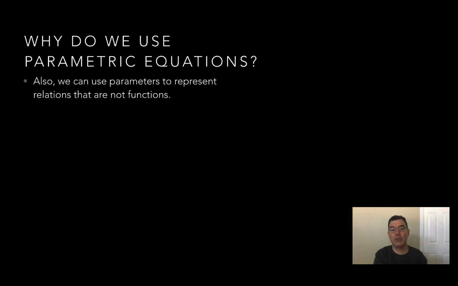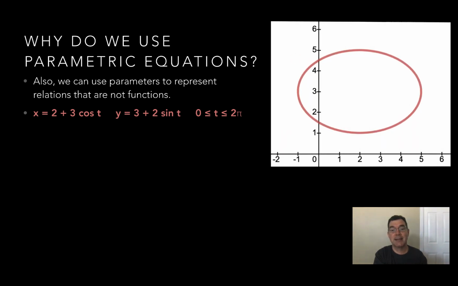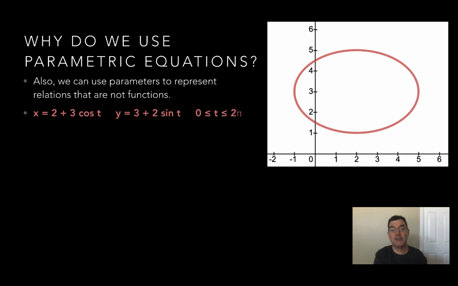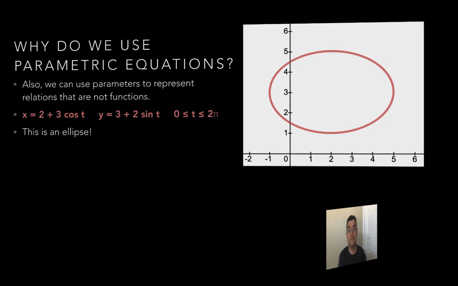Another reason that we would use parametric equations is because, as you saw before, we can use them to represent relations that are not functions. So in this example here, if I have x and y expressed like this, I can actually plot a bunch of points using those formulas and get another ellipse, which is not a function even though it is a relation. All right, so here's an application problem.